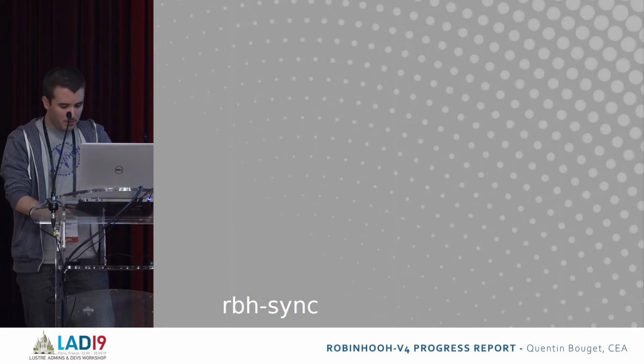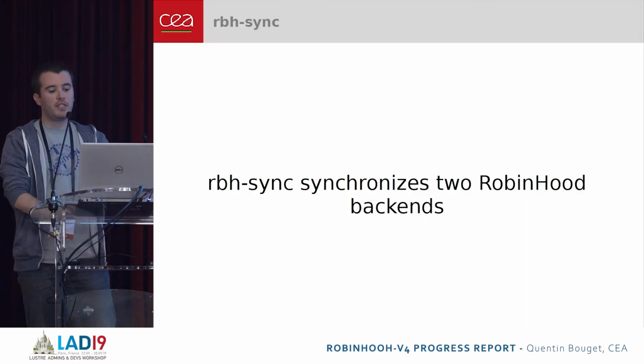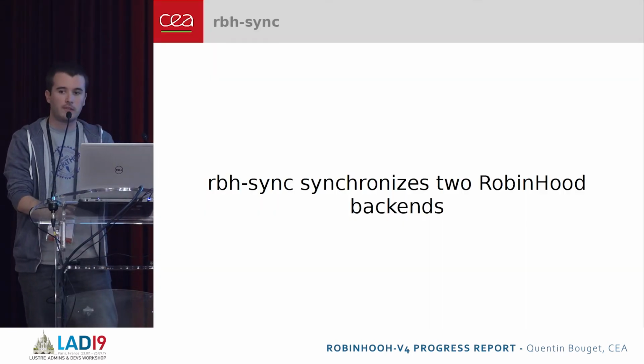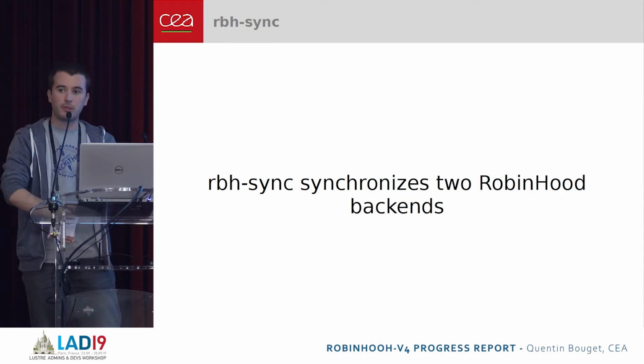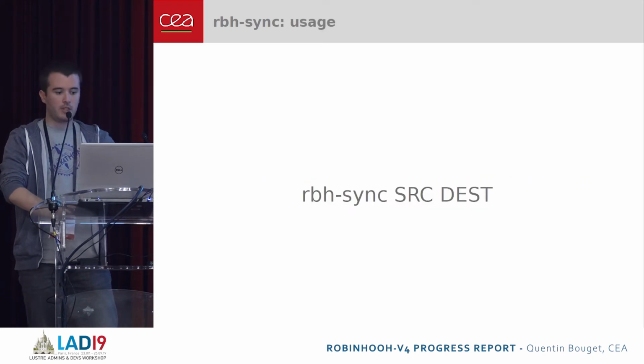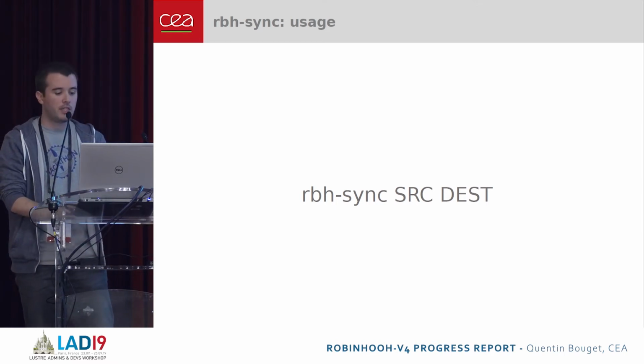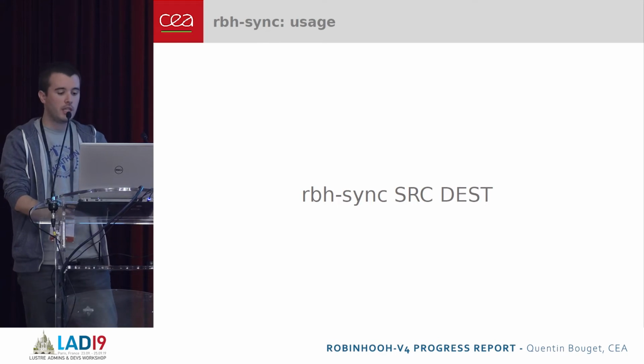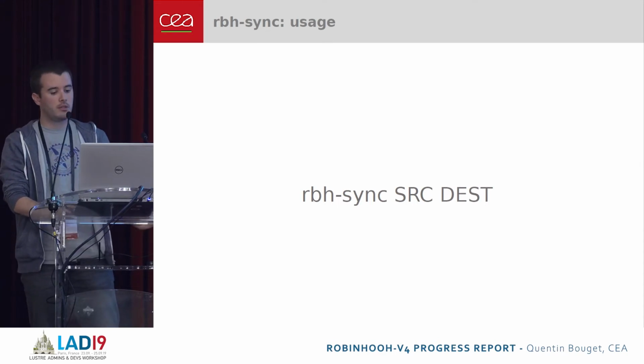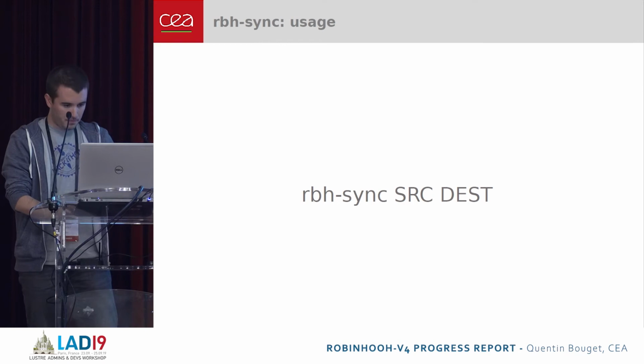So, applications. The first one that you're probably going to use if you ever try RobinHood-v4 is RBH Sync. So what does it do? RBH Sync synchronizes two Robinhood backends with one another. It's very much like rsync, but for Robinhood backends. Here is the usage, classical CLI command for RBH sync. So much like rsync, you give it a source and a destination, and it synchronizes the destination with the source.